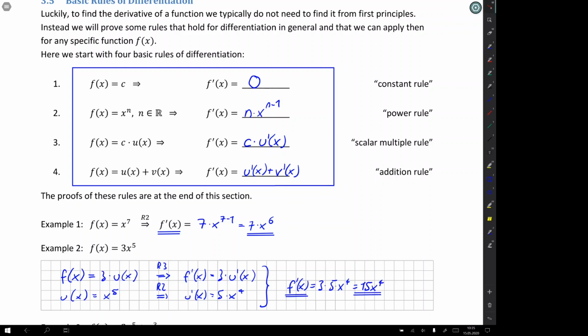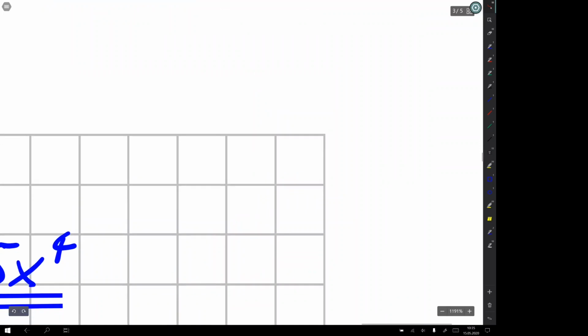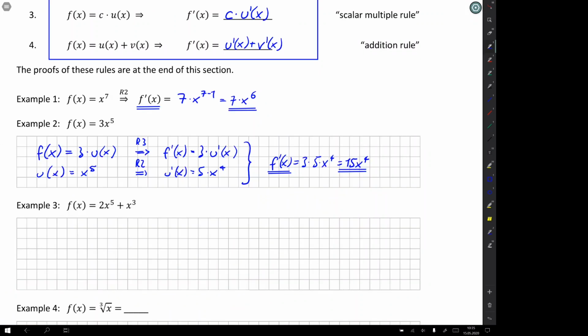In future, we will not do this complicated taking apart, but we'll just say, okay, the derivative of that is just 3 times the derivative of this here. So we get 3 times, then the derivative of this here is 5 times x to the power of 4, so we can write that in one go. But for the moment this is fine just to understand the rules. Think a moment about how to solve example 3, which rules to apply.